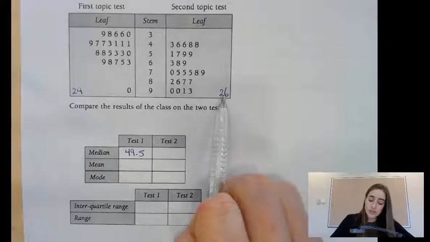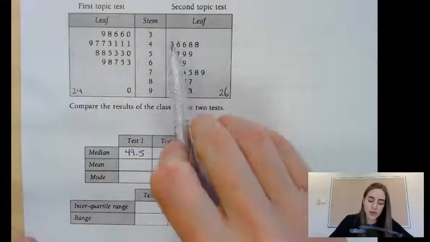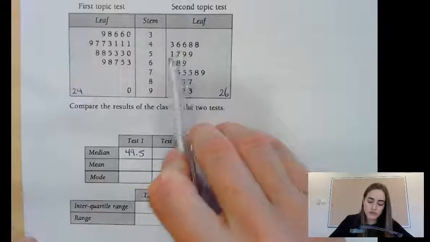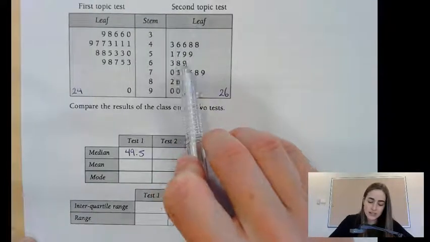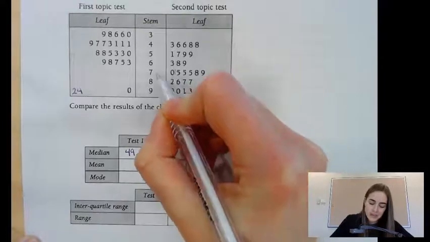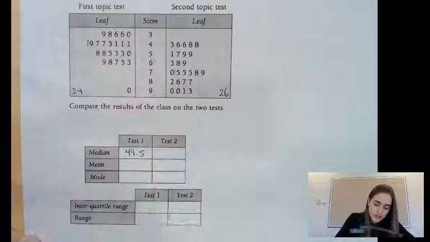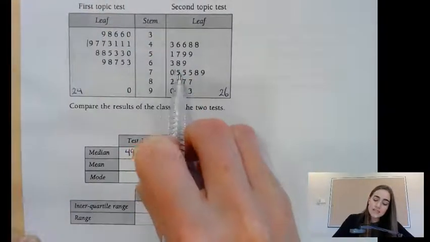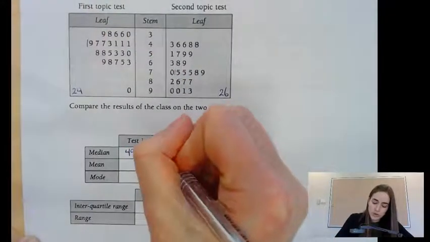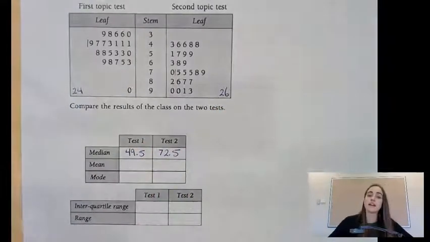Now test 2 has 26, so if we halve that, that's 13. So I'm going to have 13 scores below the median and 13 scores above the median. So if we count up, we've got 1, 2, 3, 4, 5, 6, 7, 8, 9, 10, 11, 12, 13. So my median is between that 70 and the 75. I should have drawn my line in here to show you where my median was. So halfway between 70 and 75 would be 72.5. Okay, so that's my medians.